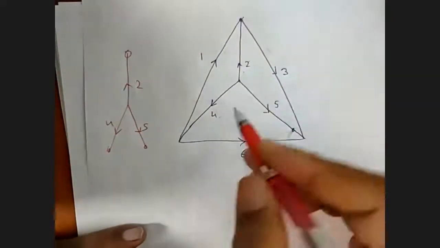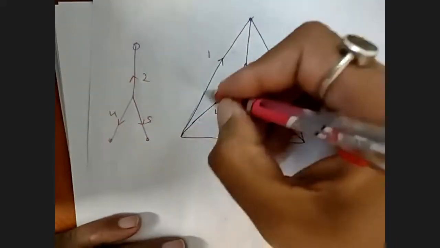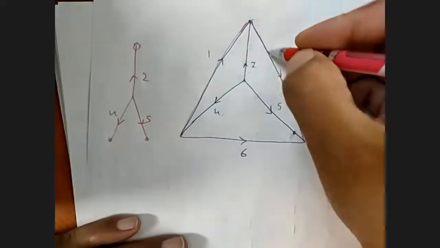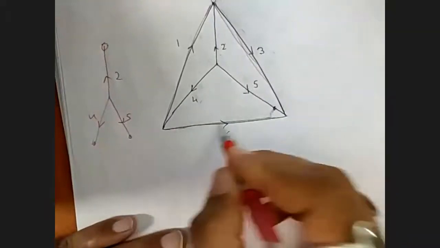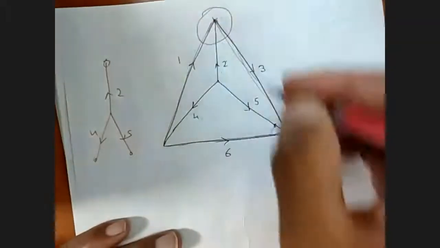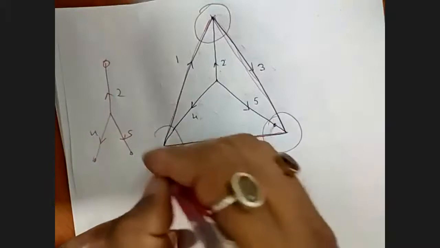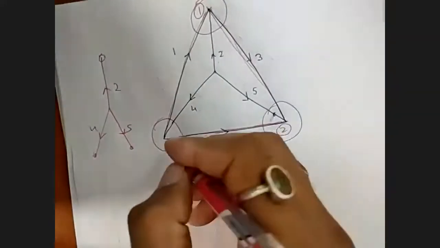2, 4 and 5 as your tree. Then 1, 3 and 6 will be your co-tree. और आप जो सर्कल बनाओगे वो वही बनेंगे 1, 2 and 3. So this is 1, this is 2 and this is 3.